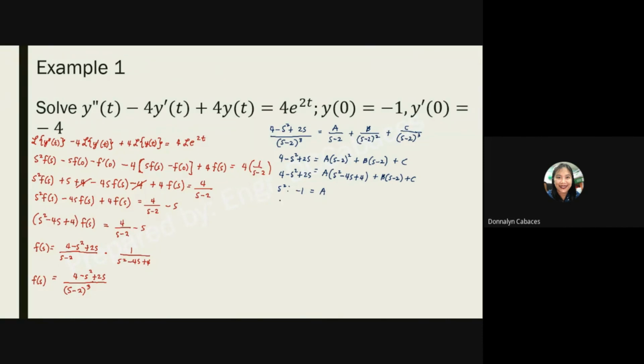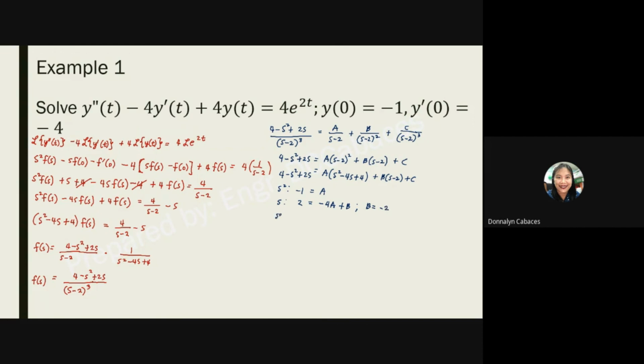And then the coefficient of s on the left is 2. On the right is negative 4a plus b. Okay? But our a is negative 1. So negative 1 times negative 4 is positive 4. 2 minus 4 is negative 2. So therefore, b is equal to negative 2.